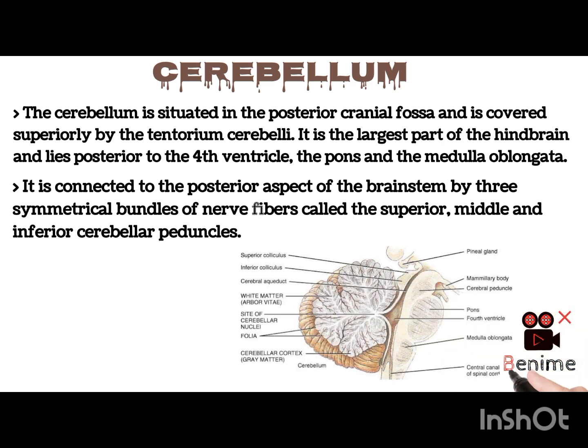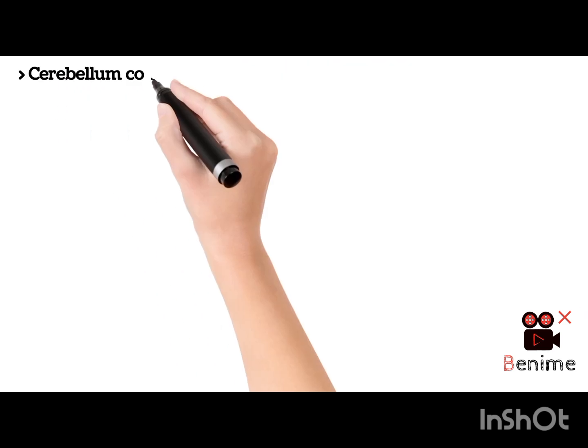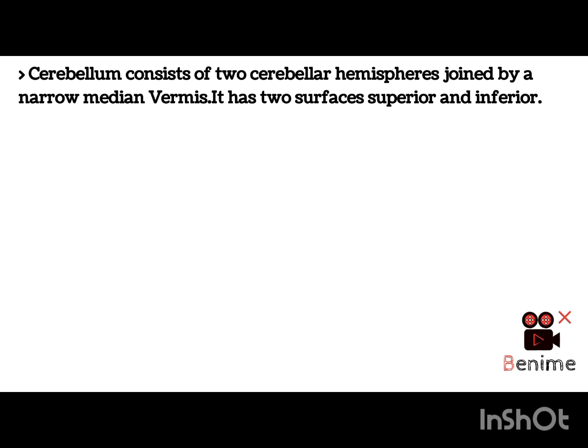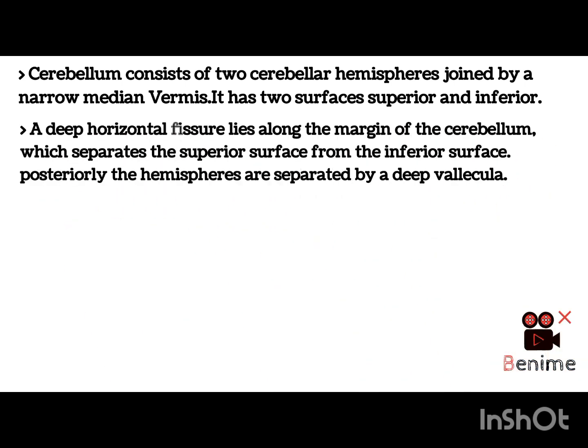If a section is made through the cerebellum parallel with the median plane, the cut surface has a branched appearance, called the arbor vitae. Cerebellum consists of two cerebellar hemispheres joined by a narrow median vermis. It has two surfaces, superior and inferior. A deep horizontal fissure lies along the margin of the cerebellum, which separates the superior surface from the inferior surface. Posteriorly, the hemispheres are separated by a deep vallecula.